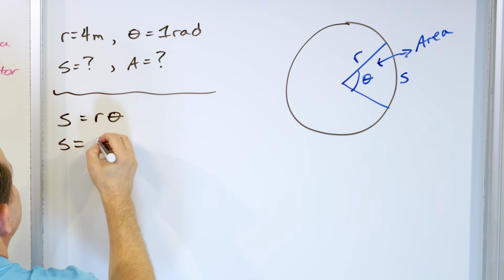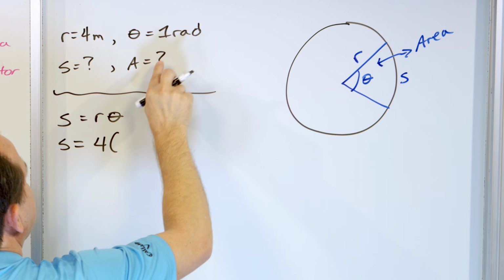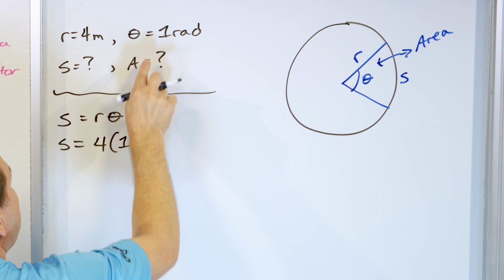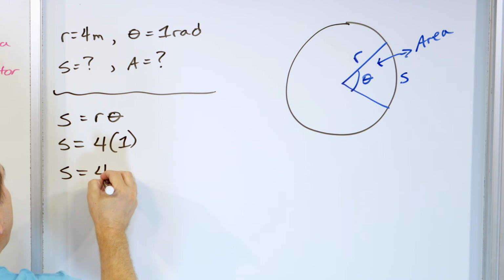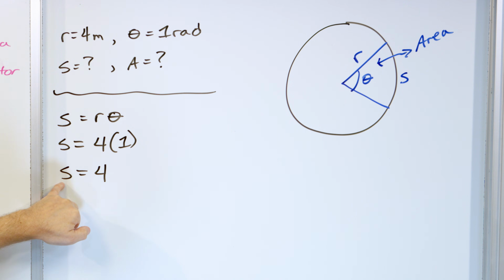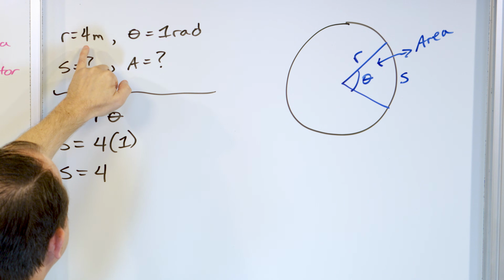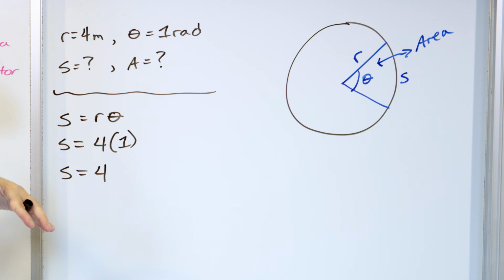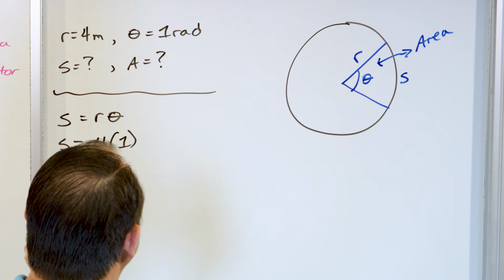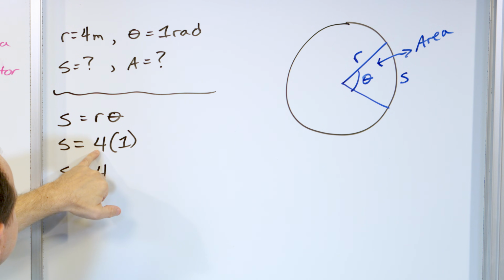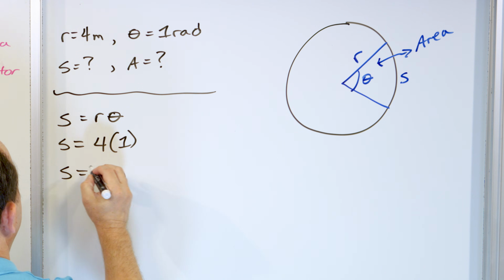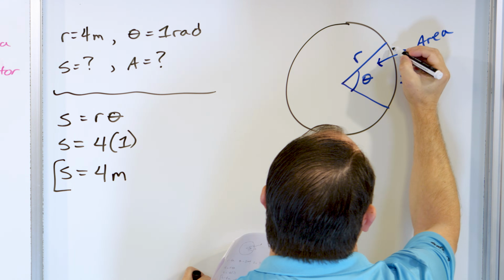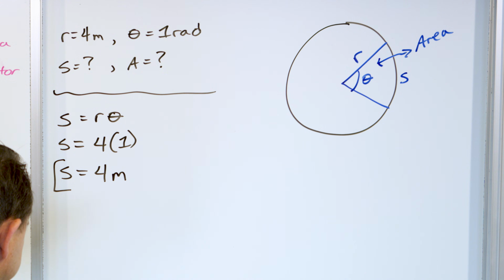Now the radius is given as 4, and theta is given in radians, so we don't have to do any conversions. And so 4 times 1, when you put these in here, is equal to 4. Now what units should the distance be in? Well, the radius was given in meters. The radian is its own invented unit, really sort of dimensionless. So since you have meters for the radius, it's going to be meters for the arc length. So the arc length is 4 meters. That means the curved distance from here all the way up to here would be 4 meters.